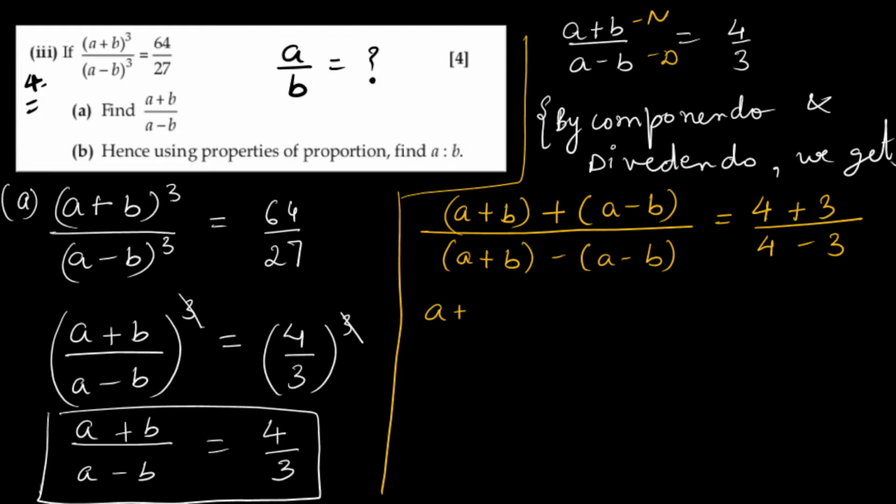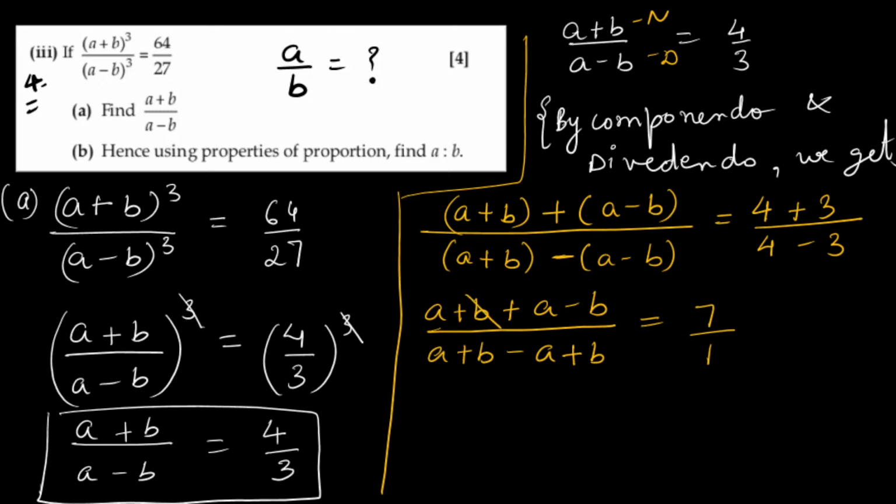So a plus b, if plus is there, no change of sign, plus a minus b as it is, and here subtraction is there. So a plus b minus a plus b. Because of the minus sign outside the bracket, you have to change the inner signs. So 4 plus 3 is 7, 4 minus 3 is 1. Here plus b and minus b will get cancelled, and a minus a will get cancelled. So b minus b is 0, a minus a is 0.